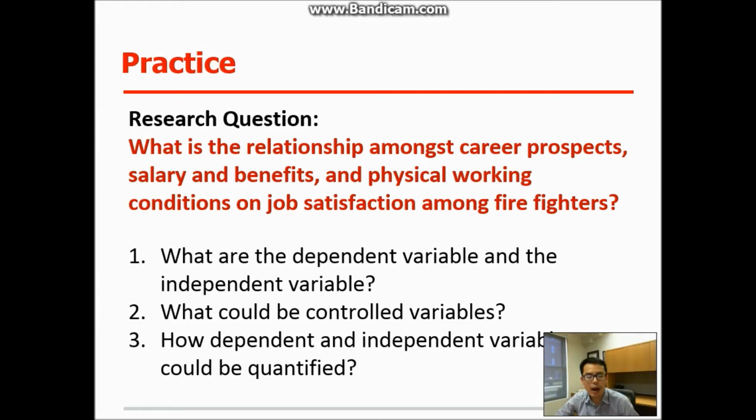So question 3: how could dependent and independent variables be quantified? The dependent variable, job satisfaction, can be quantified by a score from the interview on a scale of 1 to 10 among the firefighters. The independent variables, career prospect, salary and benefits, and physical working conditions, can be quantified by actual numbers, such as the annual income, whether they have air conditioning, or whether they have an individual office, things like that.